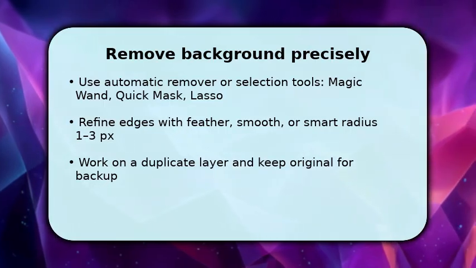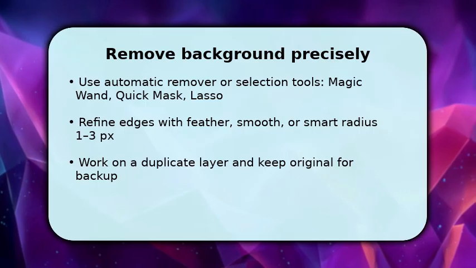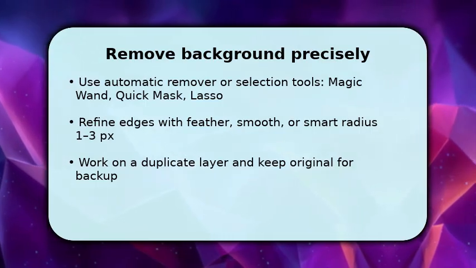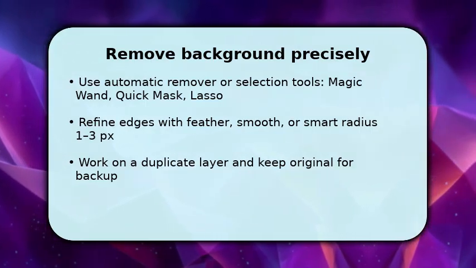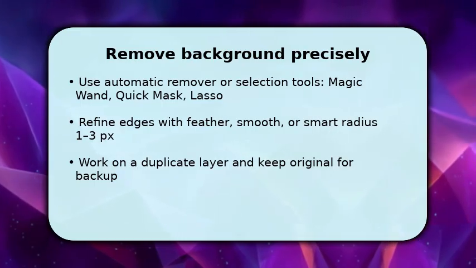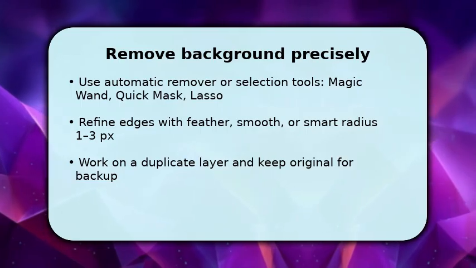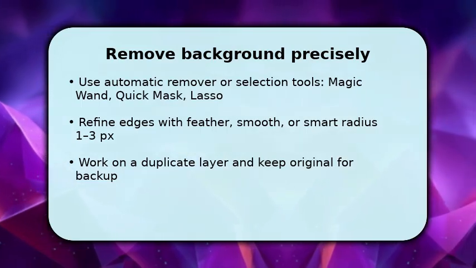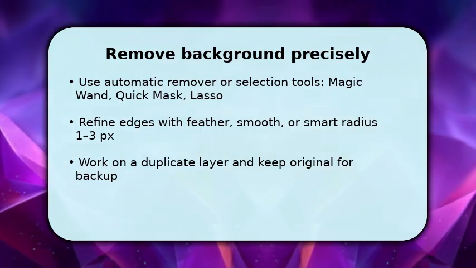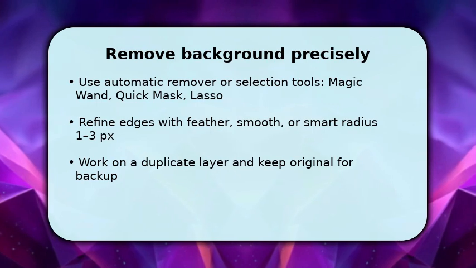Once selected, refine the mask. Expand or contract by a pixel or two and apply slight feathering to avoid hard halos. Make sure to inspect hair and semi-transparent regions and use a soft brush for fine cleanup. Save your progress often on a duplicate layer so you can revert if a tweak over or undercuts the subject.